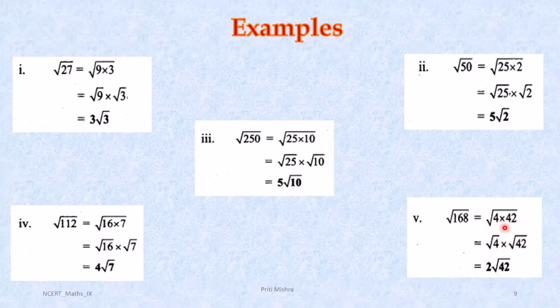The square root sign is distributed over both the numbers. So square root 4 is 2 and square root 42 is as it is. So the answer is 2 square root 42. So here you can see in all these examples, we are having result an irrational number. Just like this, we can break a bigger number within a square root in the smaller number.